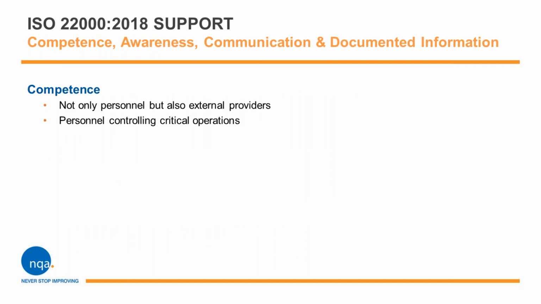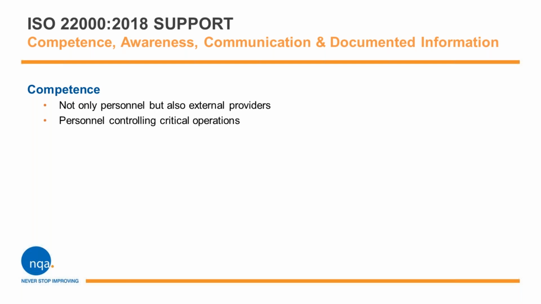Okay, so now we are gonna go through the last part of this section that talks about competence. As we mentioned before, and the standard repeats also here, not only personnel, but also external providers need to be competent. Competence here, in this version of the standard, has been defined as the ability to apply knowledge and skills. So it's not just to have the training, they need to demonstrate that they can really apply that training.